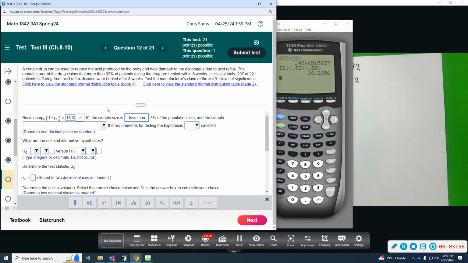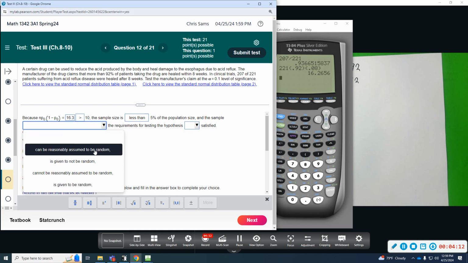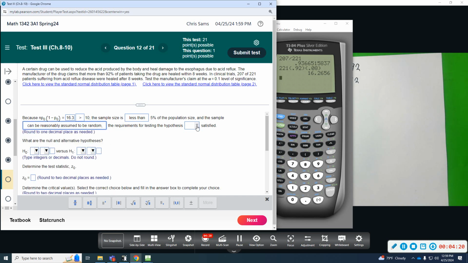But I would imagine that this is like a worldwide population, everybody that has that, is going to be a pretty big number. So we're going to say it's going to be less than 5% of the population size, and the sample can be assumed, because it doesn't tell us anything, so it can be assumed. So we're going to say that things are satisfied. Testing the population proportion equal to 0.92 versus greater than 0.92 based on the claim.